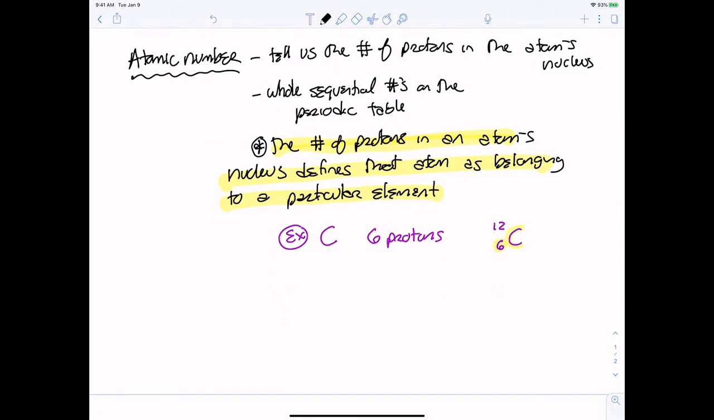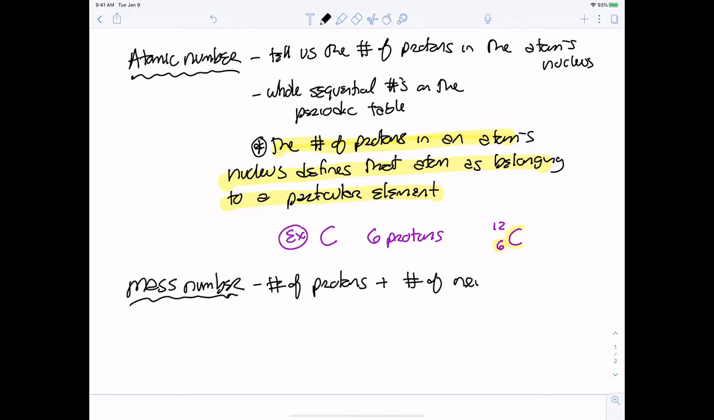Mass number. My mass number is the number of protons plus the number of neutrons. And this is always going to be a whole number also. I'm not going to have fractions of protons or fractions of neutrons, so it's always going to be a whole number. These are not, I'm going to capitalize this here, on the periodic table.